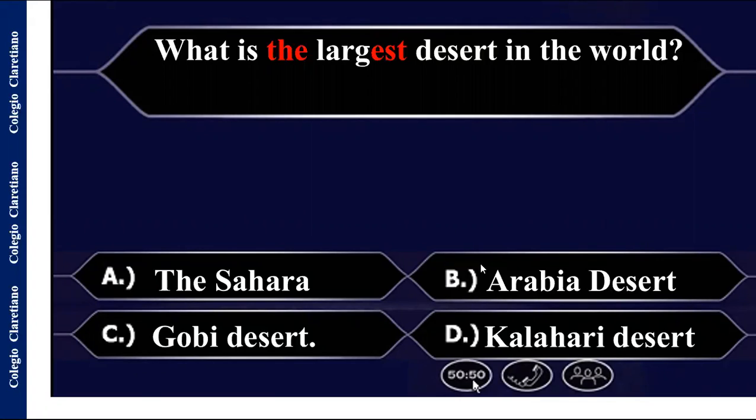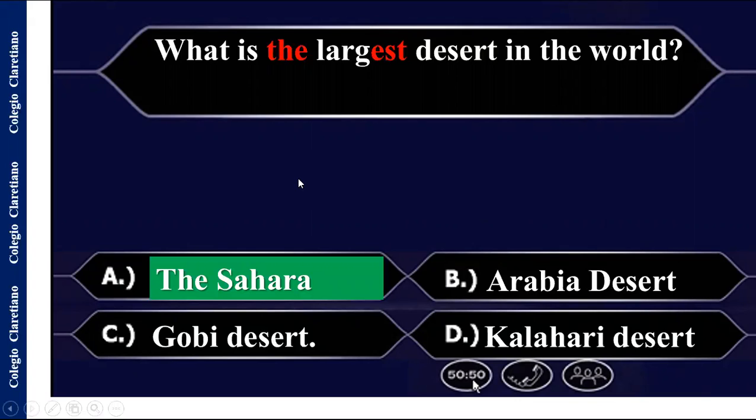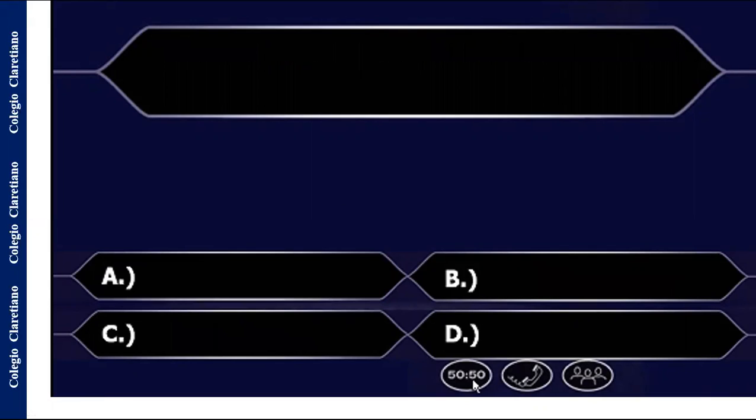The Sahara, Arabia Desert, Gobi Desert, or the Kalahari Desert? No, sorry, Attic. We learned this. The Sahara Desert is the largest desert, the biggest desert in the world. Okay, let's continue with other gears.